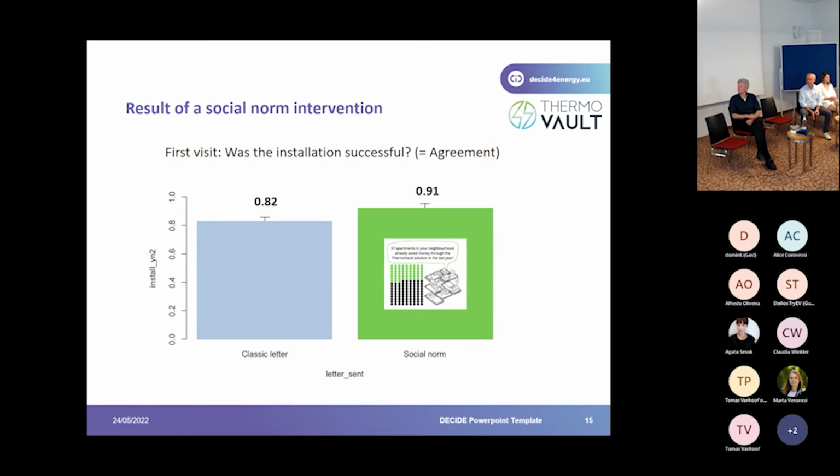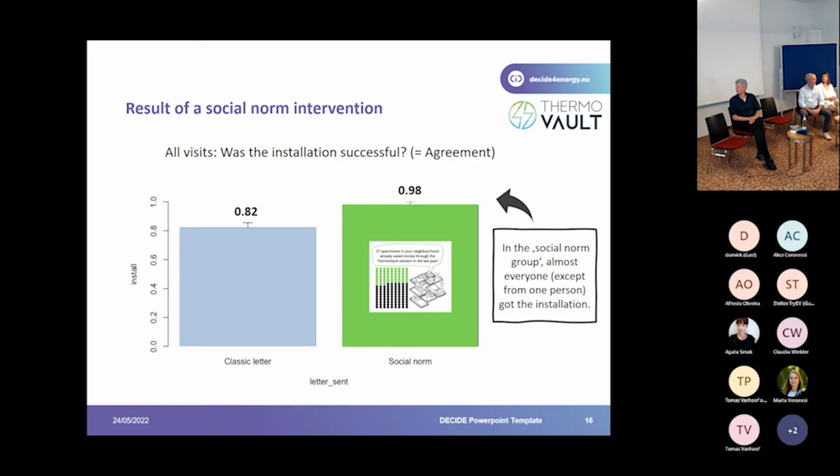What we see is a big increase in effect. So it shows only as a bit of 9% to 10%, it doesn't seem as much, but the cost for us as a company is quite high to do this. So the simple addition of other people have this as well increased our first time right tremendously. If we go even further and we say, okay, were we eventually successful in installing the solution, it even increased more, and I think only one person refused the installation.